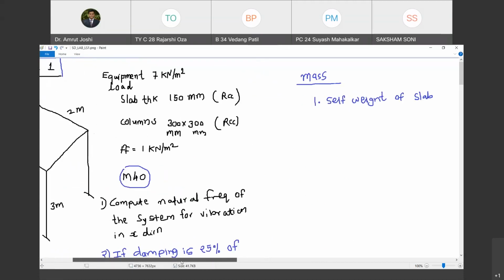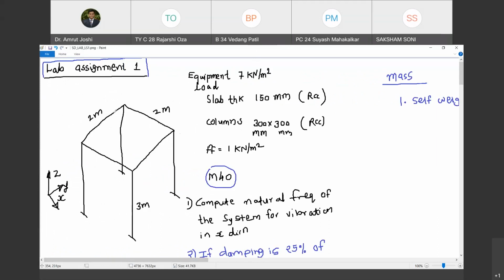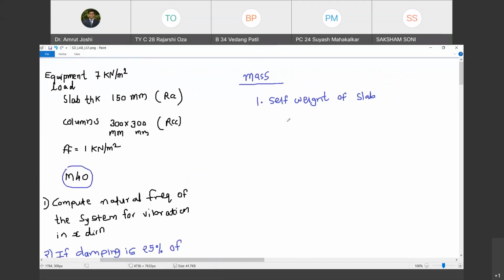So how do I do that? I know the thickness, I know the plan dimensions. Plan dimensions of the slab are 2 meter by 2 meter. Thickness is 150 mm. So the volume of the slab is 2 meter multiplied by 2 meter multiplied by 0.15. And it is given that the slab is made up of RCC. So what is the density of RCC? Density of RCC is 25 kilonewton per meter cube. You are already aware of that. So let me multiply this by 25 kilonewton per meter cube. So this will give me the weight of the slab.